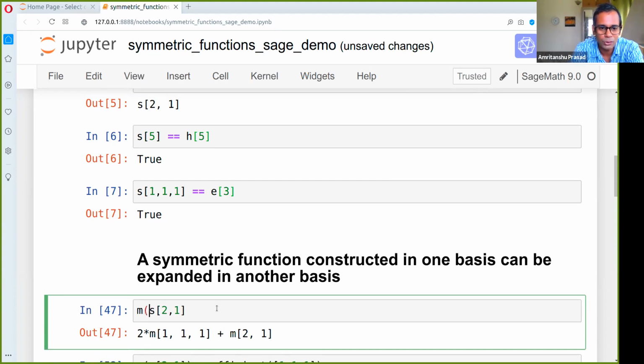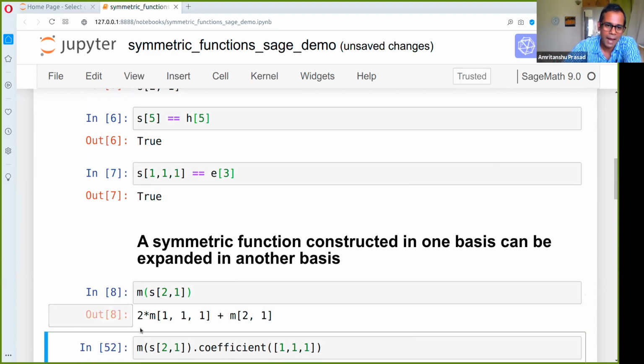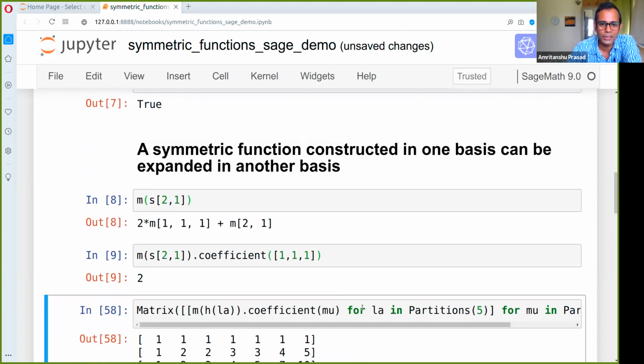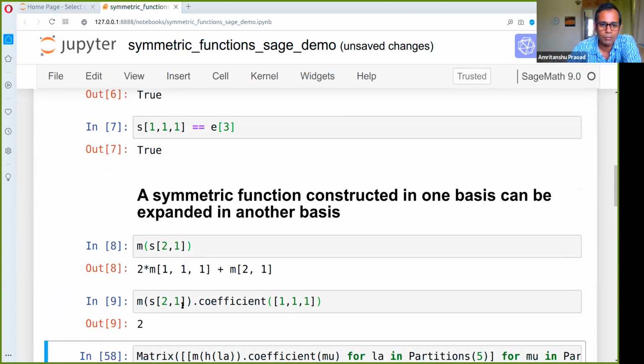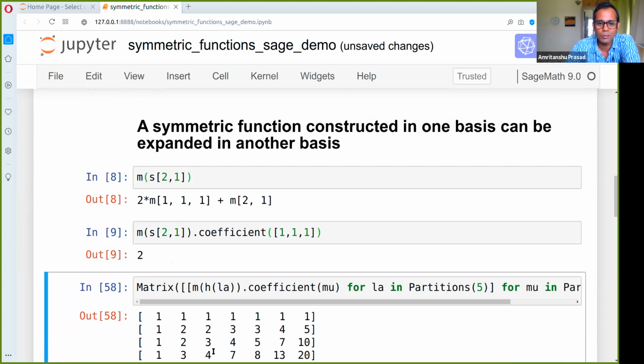So the way you do that is you just take M and you say M and this thing. This is like pushing something in the Schur basis into the monomial basis, and then Sage will expand it in terms of the monomial basis. The other thing is you can ask for a particular coefficient. So I can ask for the coefficient of the partition 111 in this Schur function, and it gives me this 2. I'll share this worksheet with you later so that you can play with it.